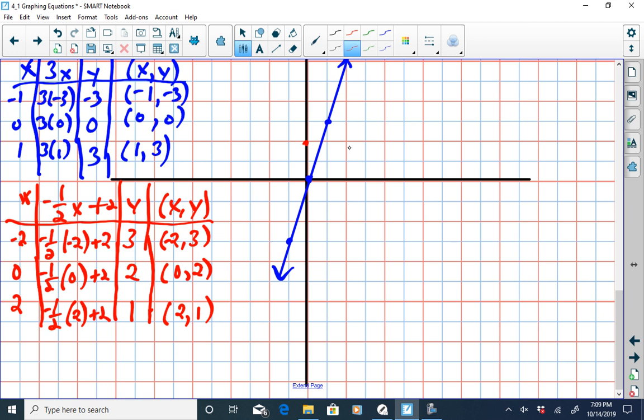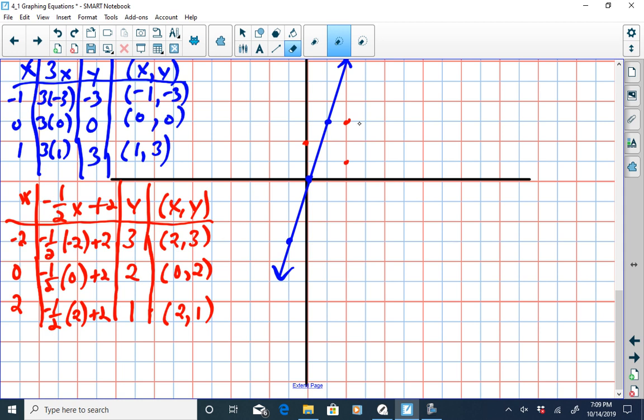Now, how did I know it was a mistake? Well, if I go back, how did I know that I did something wrong? Because this point here, 2, 1, would have been here. Now I'm supposed to be graphing a straight line, but obviously this looks like a V. That's not a straight line. So I know I did something wrong.